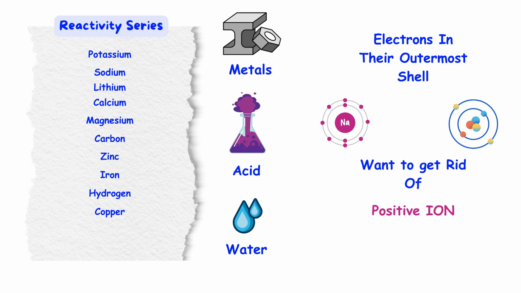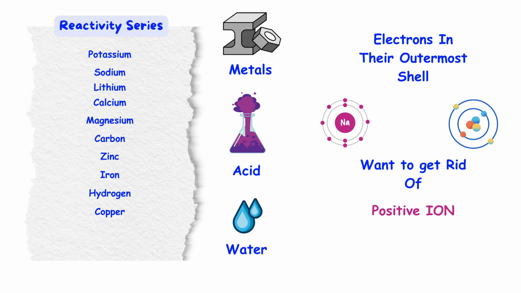By observing and comparing the reactivity of various metals, we can place them in a specific order based on how reactive they are, and this arrangement is what we call the reactivity series. Although carbon and hydrogen are not metals, they are often included in the series as reference points to allow for better comparison of metal reactivities.